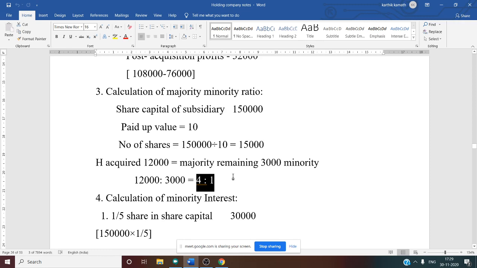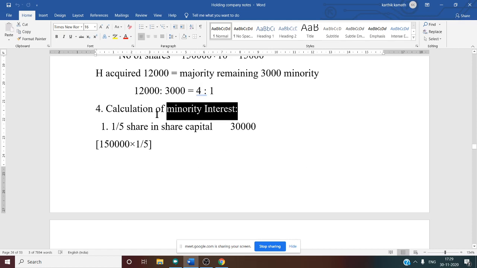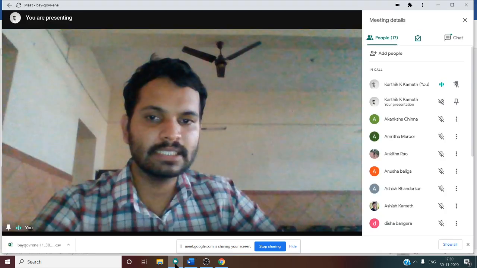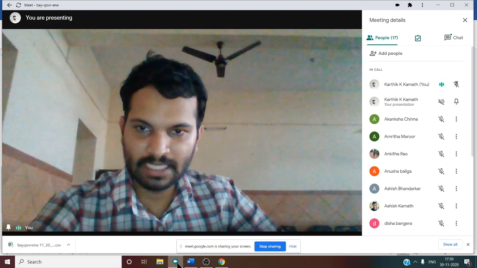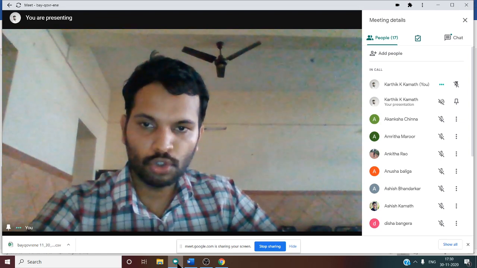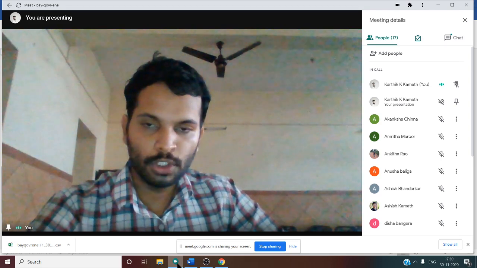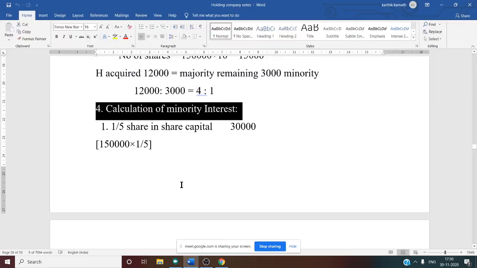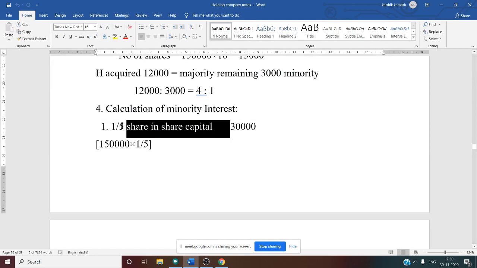After knowing the fraction, what we have to do? We can easily calculate minority interest and majority interest. So our working note number 4 is calculation of minority interest. For minority interest, there are 3 things needed. Basic things. One is share capital of the subsidiary is needed. Total reserve of the subsidiary is needed. Total profit and loss account of the subsidiary is needed. So share capital of the subsidiary.